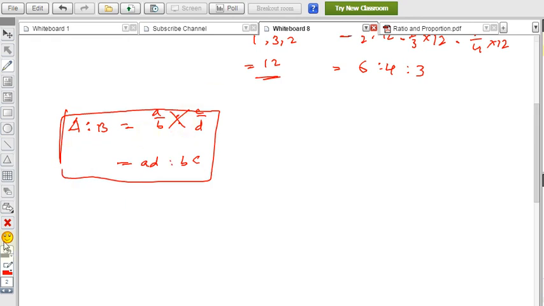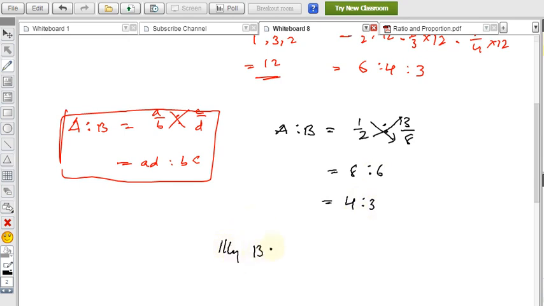Okay, take the question. A is to B is given as 1 by 2 is to 3 by 8. So you can go for cross multiplication: 8 is to 6. You can simplify this; 2 table I can cancel, 4 is to 3. So that is A is to B. Similarly, B is to C: 1 by 3, 5 by 9. If you do cross multiplication, 9 is to 15. When you simplify, 3 3s are 9, 3 5s are 15. So 3 is to 5.